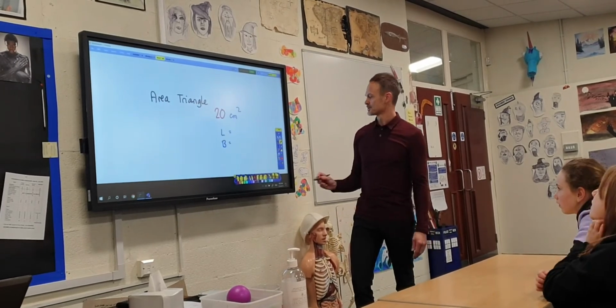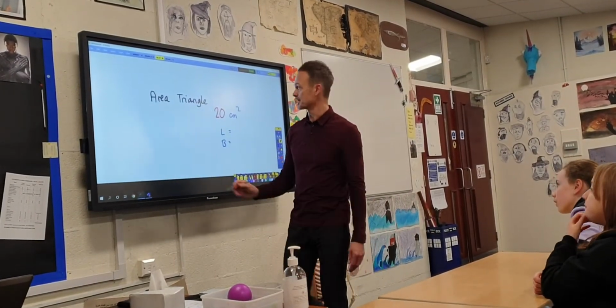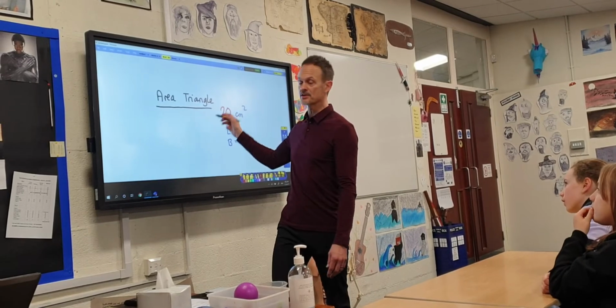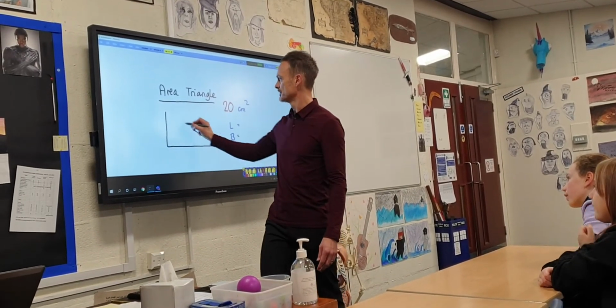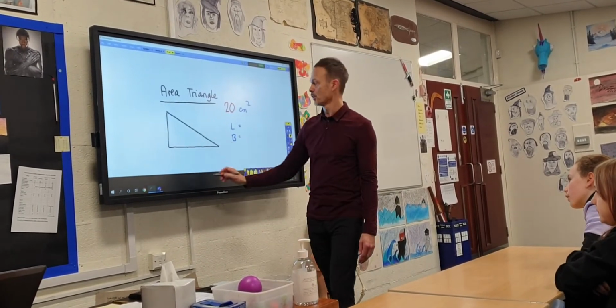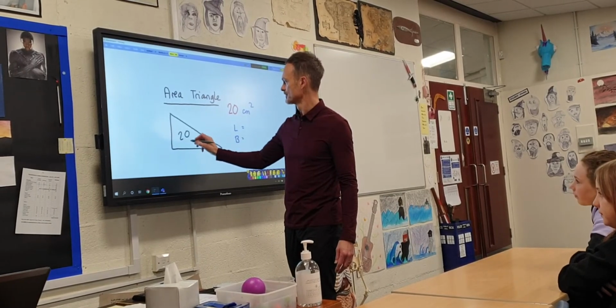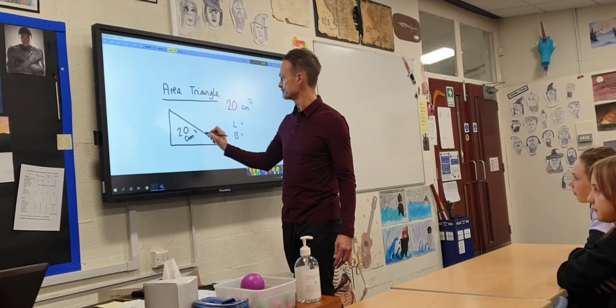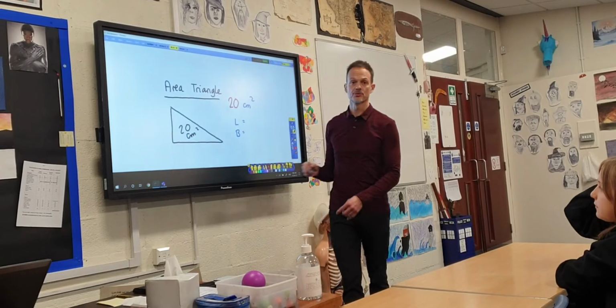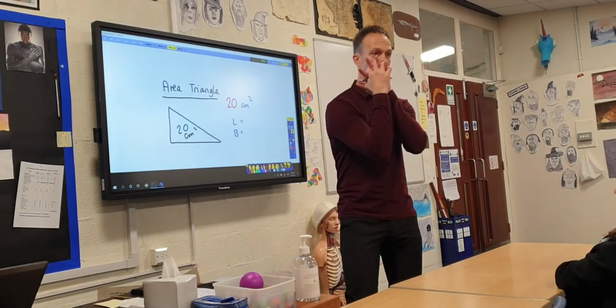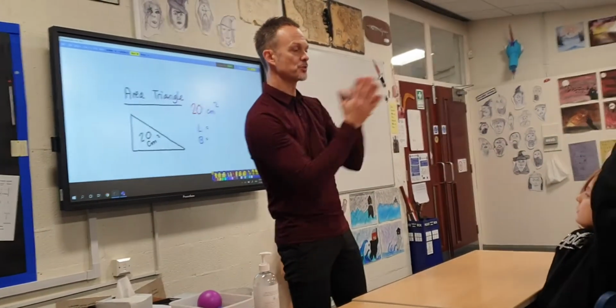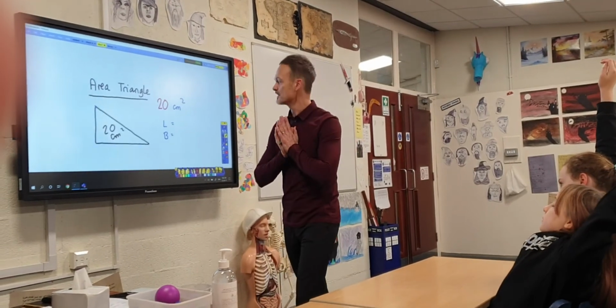Easy. Yesterday, some people found this one a little bit tricky. My triangle has got an area of 20, right? So I'll draw you a triangle. Doesn't matter what shape it is. All I know is in the centre, I've got 20 centimetres squared. I need the length and the breadth. Oh, Coops is looking very excited. Coops, what can I put? 10 and 4.